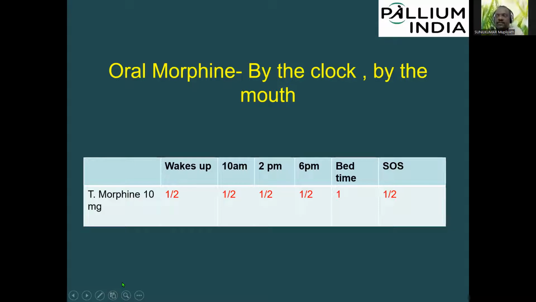Suppose the patient received 15 milligram of morphine. That is, every 10 minutes you are giving 1.5 milligram, and he received a total of 10 doses. That means in 100 minutes, he received 15 milligrams. So then you have to convert it into 15 milligrams every 4 hours.